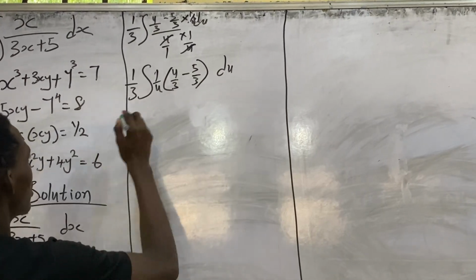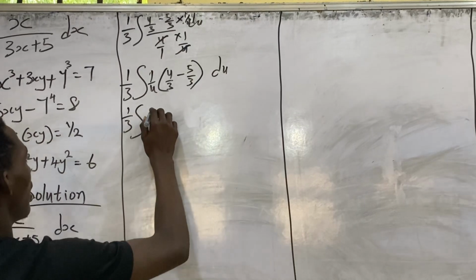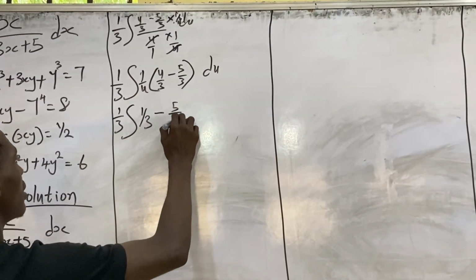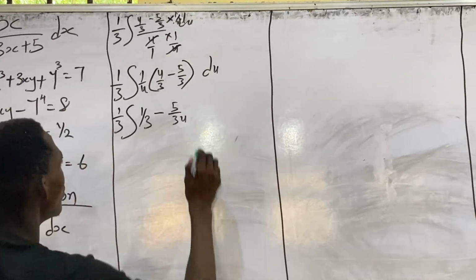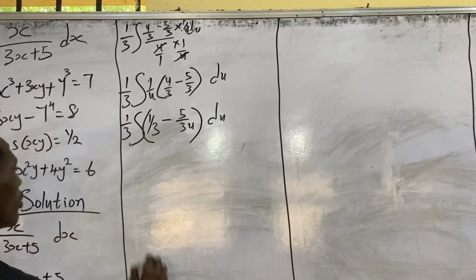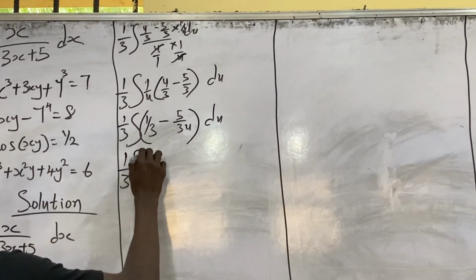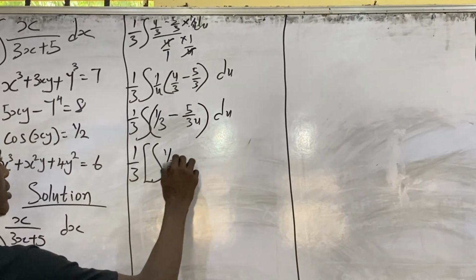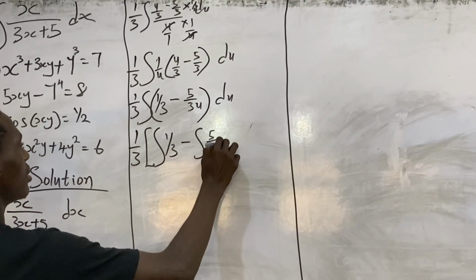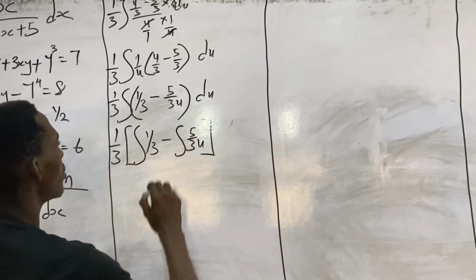So what do we do next? 1 over 3 integral. This will cancel this. So you are left with just 1 over 3 minus 5 over 3u du. So now you can write this as 1 over 3, let's open a bracket, integration of 1 over 3 minus integration of 5 over 3u du.